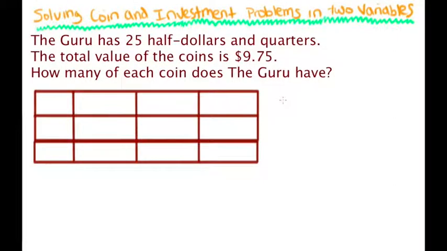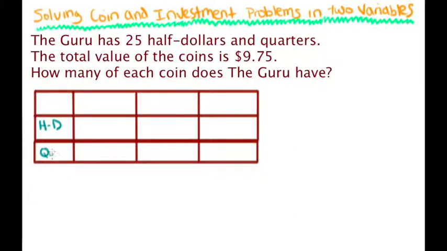It says the guru has 25 half dollars and quarters. The total value of the coins is $9.75. How many of each coin does the guru have? So we have a table here, so let's use this table. On this side, I'm going to put what kind of coin the guru has. So he has half dollars, so I'm going to put HD. So half dollars and quarters.